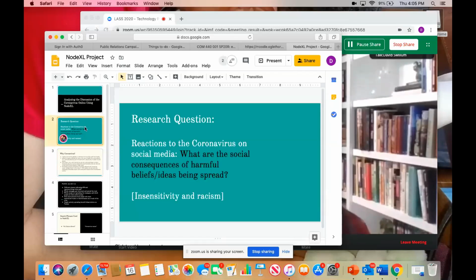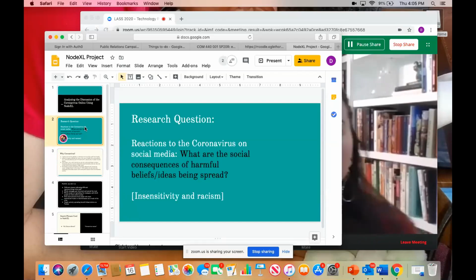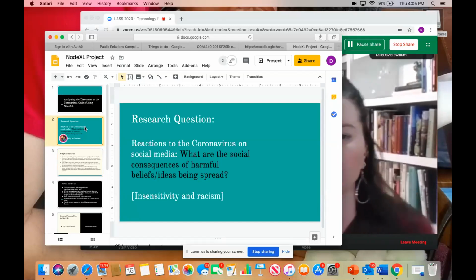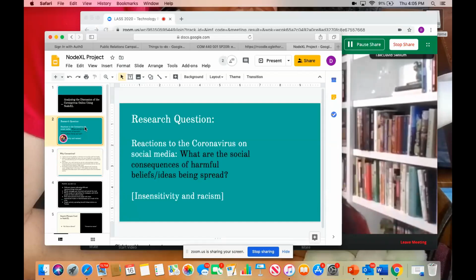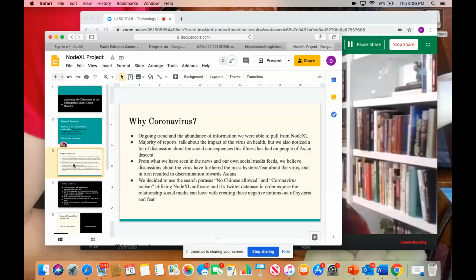So for our study, basically what we wanted to look at was how social consequences could be harmful to the beliefs and ideas being spread from the coronavirus. And what we looked at was different social media reactions about the coronavirus, where we saw these negative social consequences that came from them.